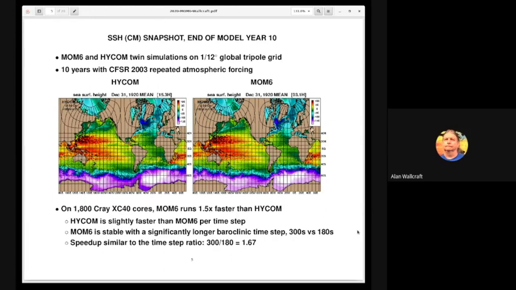Both were run on a Cray XC40 on 1800 cores. MOM runs 1.5 times faster than HYCOM. HYCOM is actually slightly faster than MOM per time step, but we can use a longer time step, a longer baroclinic time step, in MOM. In MOM, unlike HYCOM, we can also use a thermodynamic time step, which we have set at 1200 seconds. And the speedup is similar to the time step ratio. So the rule of thumb: if the time step is twice as long, then it will be twice as fast.